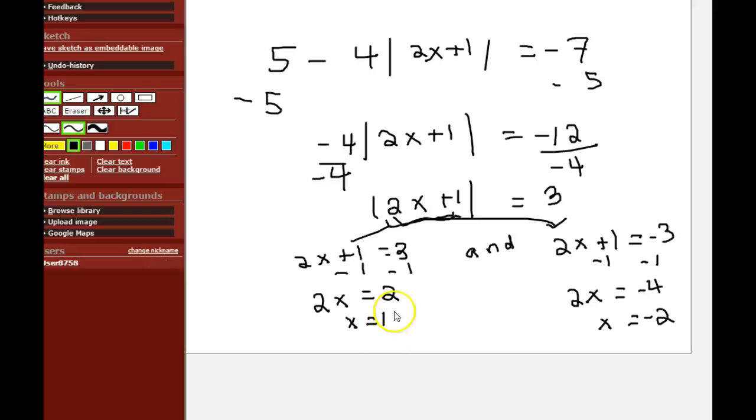Let's check them. If it was 1, then 2 times 1 is 2, plus 1, its absolute value of 3 is 3. Yep, works. Awesome. If it's negative 2, we've got negative 4, plus 1 is negative 3, absolute value of negative 3 is 3. Works perfect. Let's put in our solutions the way they write it. So the answer would be x is equal to negative 2, and x is equal to 1. So let's check it out.